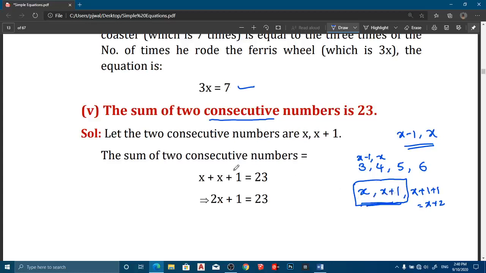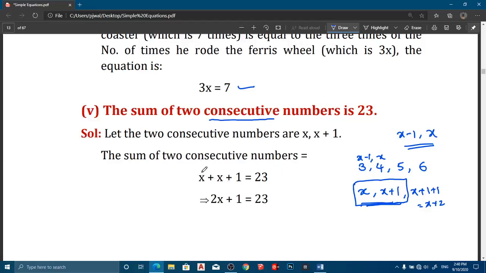Okay. So what is given? The sum of 2 consecutive numbers is 23. So these two I am taking as consecutive. Let the 2 consecutive numbers be x comma x plus 1. These are side by side numbers. Therefore the sum of 2 consecutive numbers, x plus x plus 1, is equal to 23.